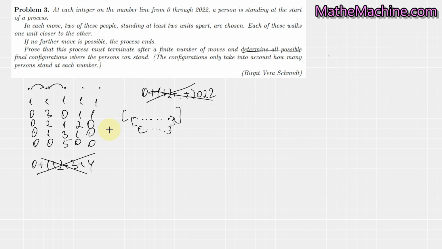Okay, now we are asked to determine all. So we did point 1, this one, and now we are starting number 2. Determine all possible final configurations where the persons can stand.